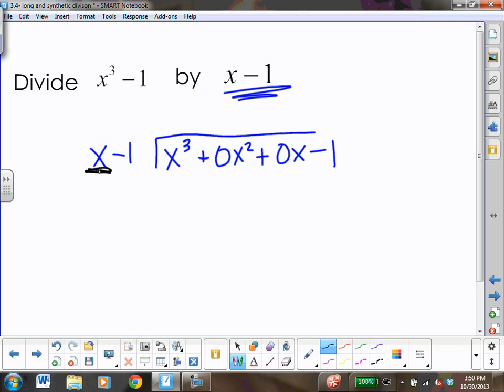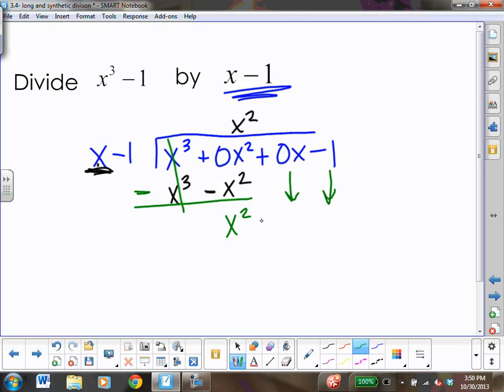So I focus on my first number here. How many times does x go into x cubed? And that would be x squared times. I always like to write them lined up on the columns. Now I multiply. X squared times x is x cubed. X squared times negative 1 is negative x squared. And now I subtract. X cubed minus x cubed cancels. And then 0x squared minus negative x squared is just positive x squared. And then everything drops down.